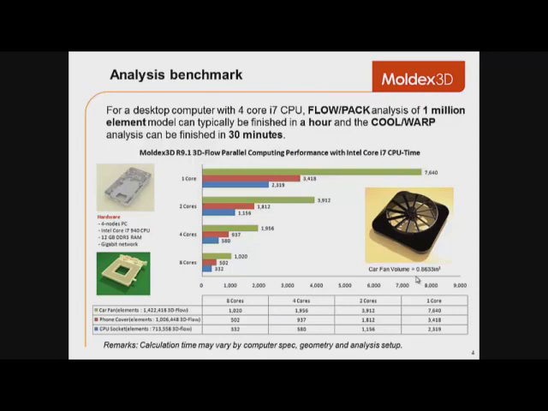Moving on, this slide demonstrates the advantages of parallel processing. Now, with parallel processing, the time needed to run an analysis can be substantially reduced. For example, for a desktop computer with a 4-core i7 CPU, the flow pack analyses of a model with 1 million elements can typically be finished in just 1 hour, and the cool warp analyses can be finished in half that time. Now you might be wondering, how is this possible?